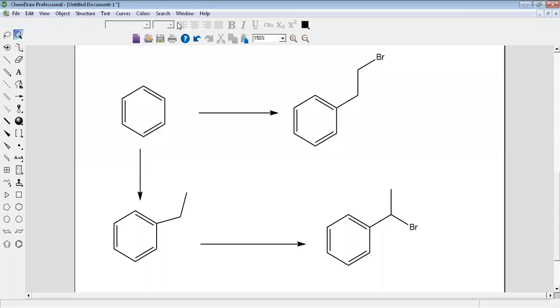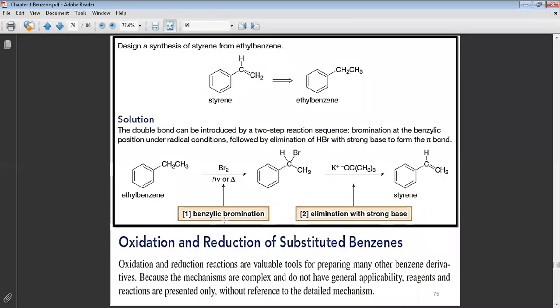Of course he said here: design, meaning put a plan, put a synthesis line, design the synthesis of the styrene. This is the styrene, from the ethyl benzene. I will give you ethyl benzene. I want from the ethyl benzene to prepare this compound, the styrene compound.